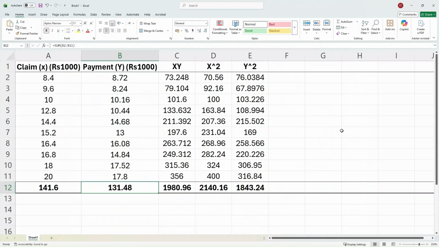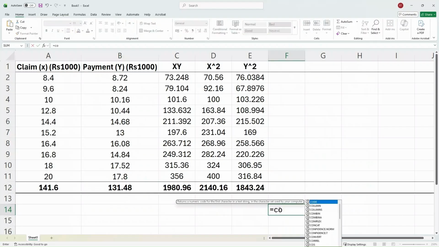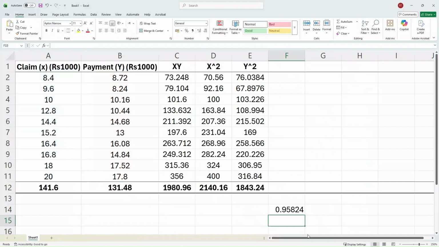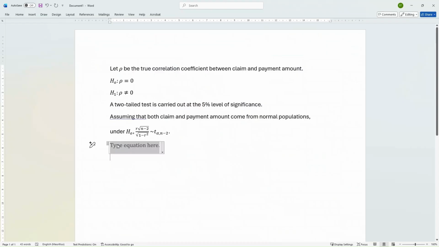That's what you would have had to do, but for the sake of time, I'm not going to get into the computation again. I will just compute it directly from Excel, and the value is 0.958. That's what we would have been computing last semester, 0.95824. So then, based on this value of r, we are going to replace that in our formula here.